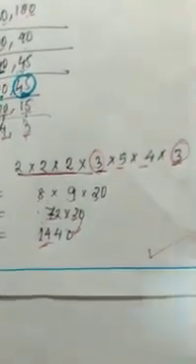Okay, now I think this is clear to you. So students, we have done the LCM by listing multiples, the prime factorization method, and the common division method.